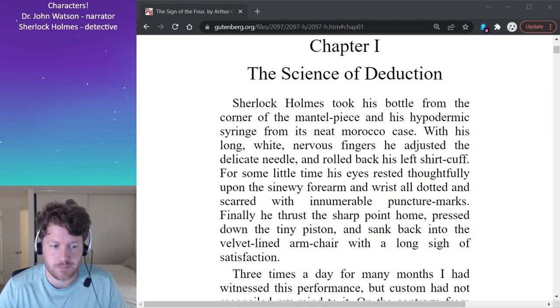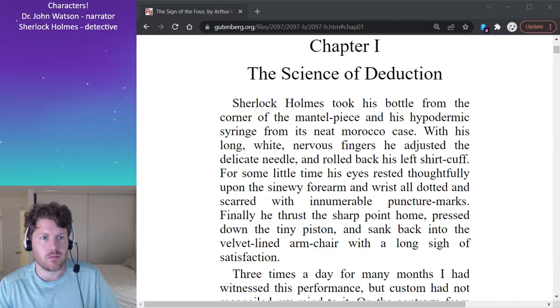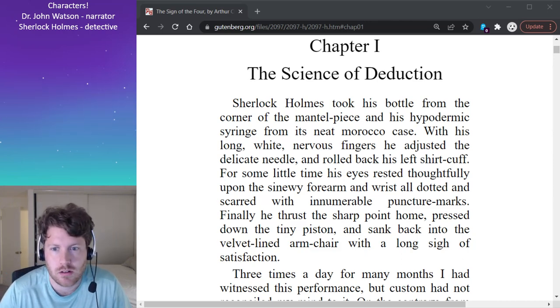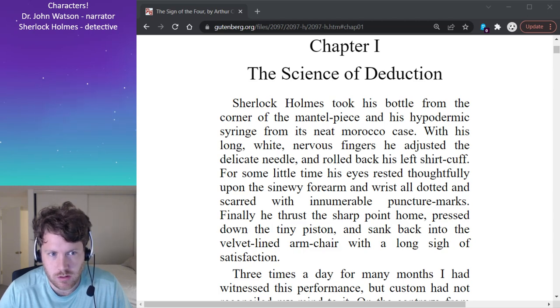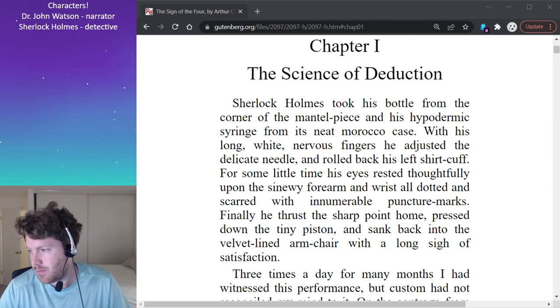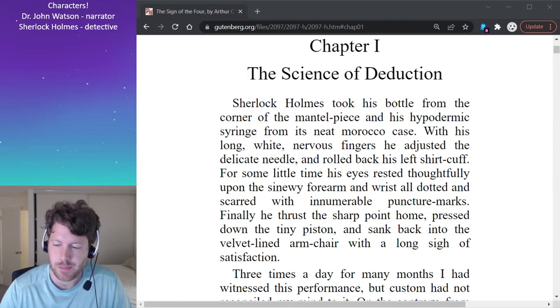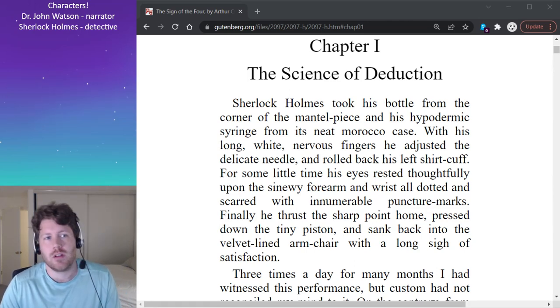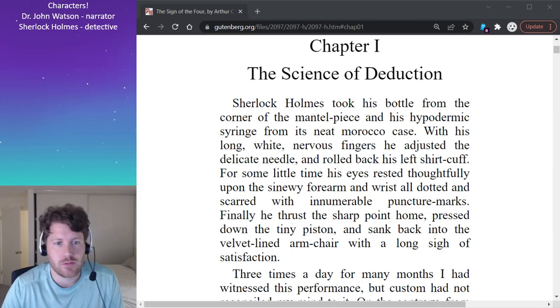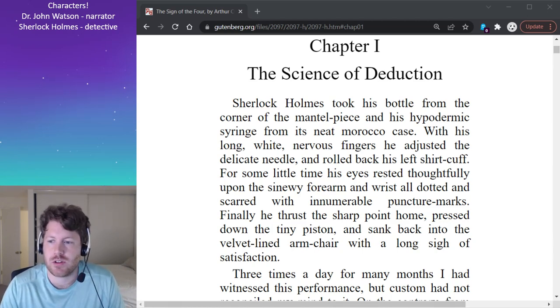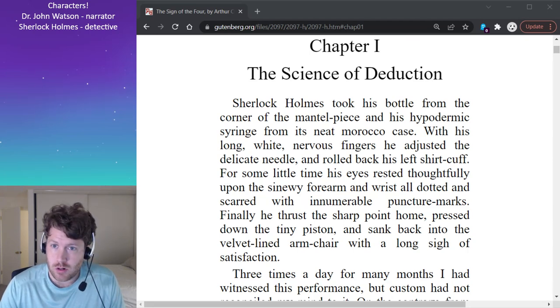But yes, for those of you who are not here on Saturday, we read some of The Adventures of Sherlock Holmes, which is not actually the second book. So we are restarting with the actual second book of Sherlock Holmes, which is The Sign of Four, and not The Adventures of Sherlock Holmes.